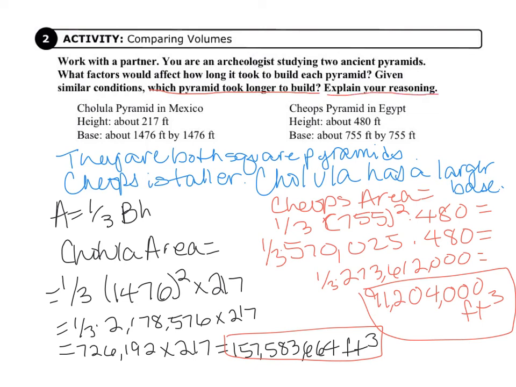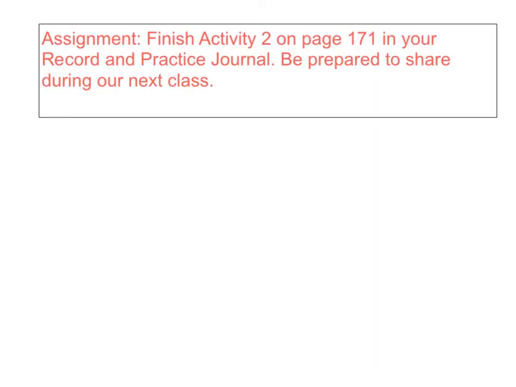Remember the first part of this sentence, which says given similar conditions. So don't make up things like weather conditions or building materials being different or things like that, because it tells you in the question that they had similar conditions. Your assignment for this lesson is to finish Activity 2 on page 171 in your Record and Practice Journal. Please be prepared to share during our next class.